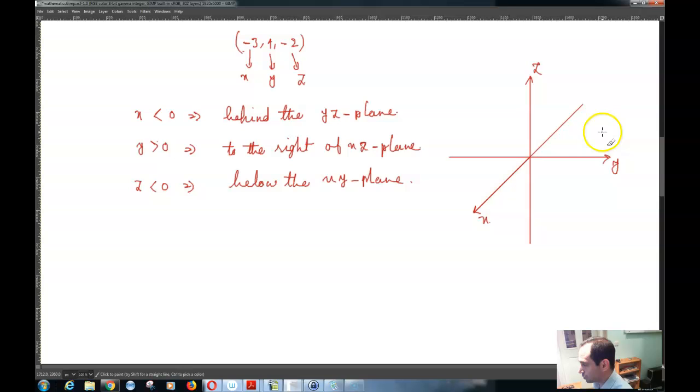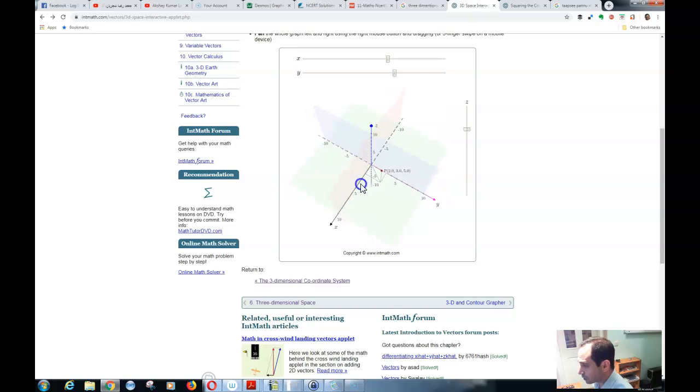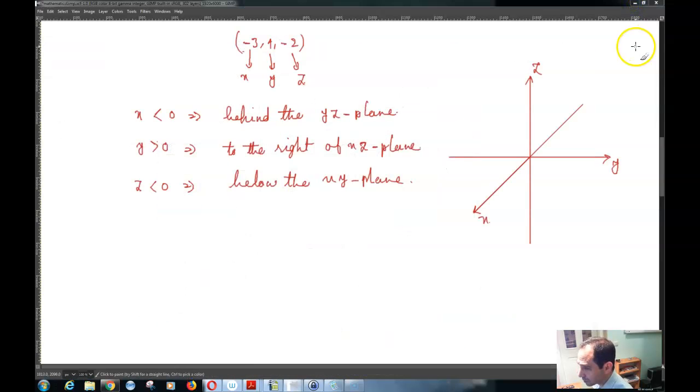So what that means is that you are in the 1, 2, 3, 4, 5, and sixth octant. The sixth octant is right over here. This is the first, second, third, fourth. Down here you have the fifth, and behind that, right here, you have the sixth octant. That's where this point is, in the sixth octant.